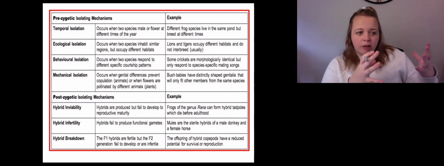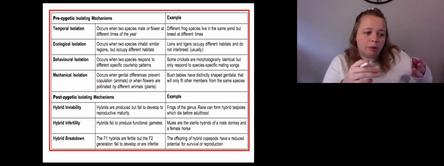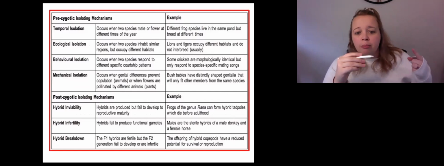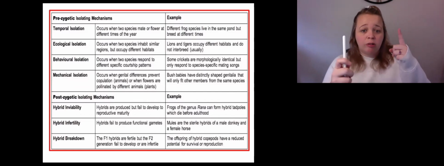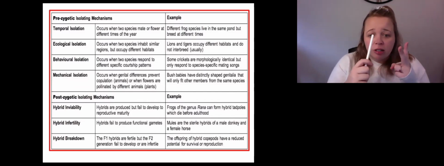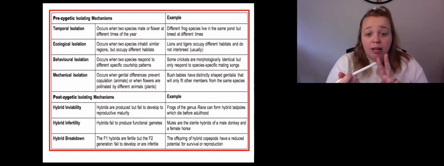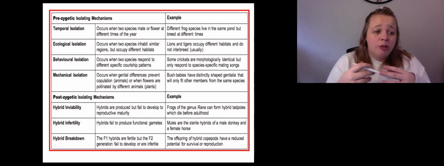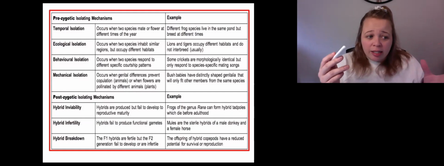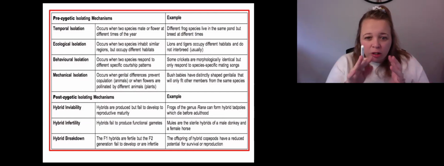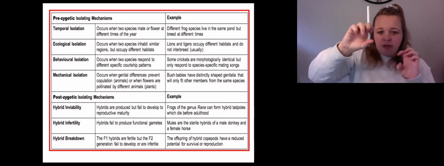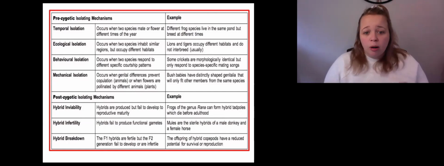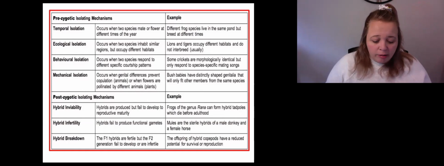Having a look at these pre-zygotic mechanisms, you can have what we call temporal isolation. For example, maybe they're just not on heat at the right times during the year. There might be one group of individuals that mate during summer and one that mates during winter, and therefore they're never going to mate, and so they become reproductively isolated. You could have ecological isolation or physical isolation, where you just can't get to each other because you might be in similar areas, but you occupy different habitats. One might live in the trees, one might live on the ground.